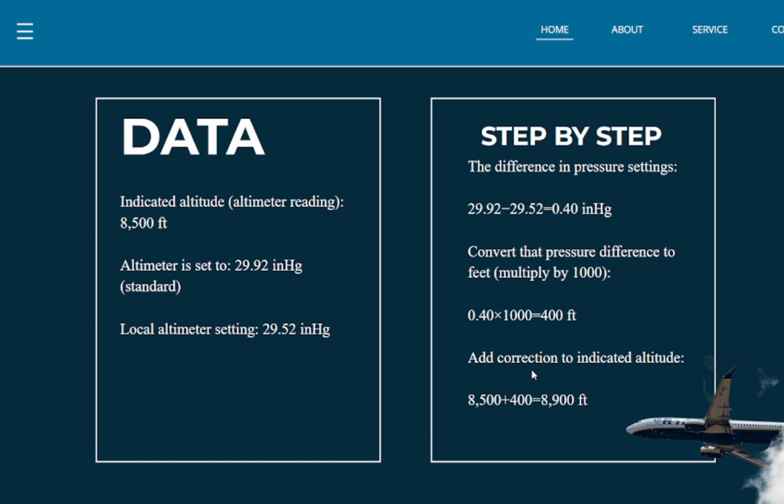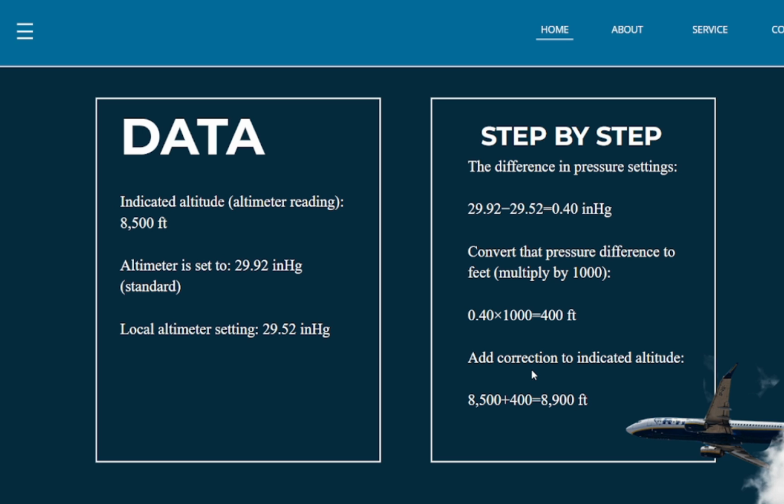Now, let's look at our given data and our step-by-step. Our given data is as follows. We have our indicated altitude, which is 8,500 feet. We have our altimeter setting at 29.92 inches of mercury, which is our standard. And the local altimeter at the airport reads 29.52 inches of mercury. So the question remains, what is the pressure altitude?